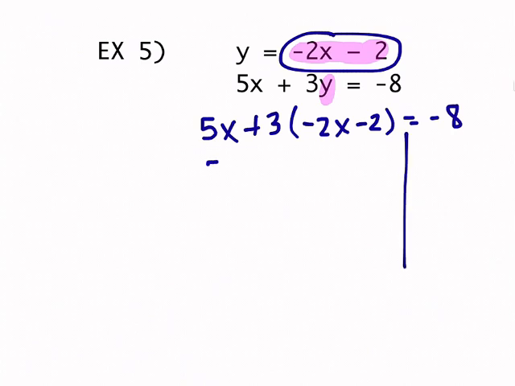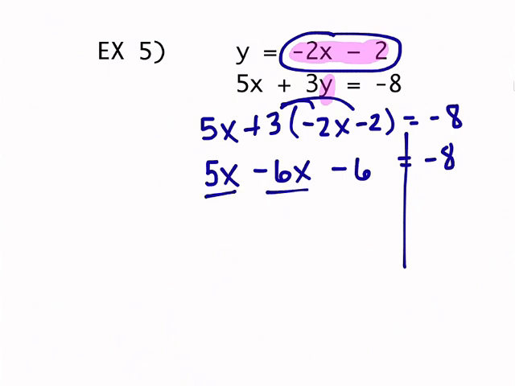I want my 5x to drop, and then I'm going to distribute 3. 3 times negative 2x is a negative 6x. Then 3 times negative 2 is a negative 6. On the other side, my negative 8 drops down. We combine our like terms. I have 5x's and negative 6x's on the same side. 5 plus negative 6 is a negative 1, and those are my x's. I can't forget about that minus 6. Negative 8 on the other side drops down.